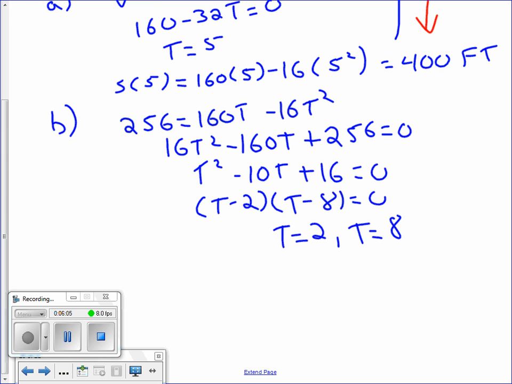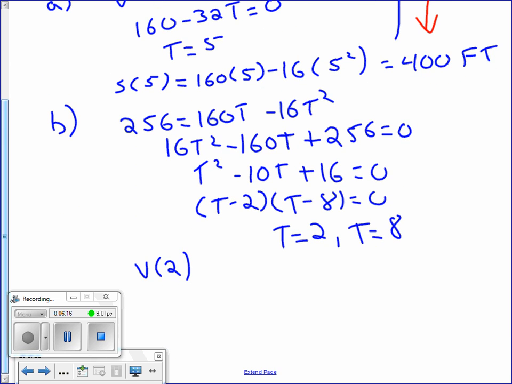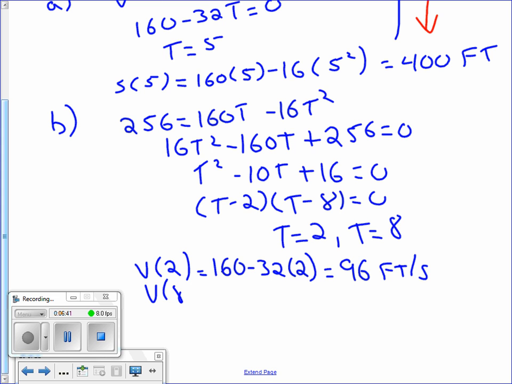So there's my two times. So now I want the velocity at those 2 times, right? So now I'm going to find velocity at time 2. Well, my velocity function was what? 160 minus 32t. And you evaluate that, and what did I get? Let's see, I got 96. You find it, Paul? Yep. Good. And you do the same thing for v of 8. Put in an 8, and hopefully you found negative 96.